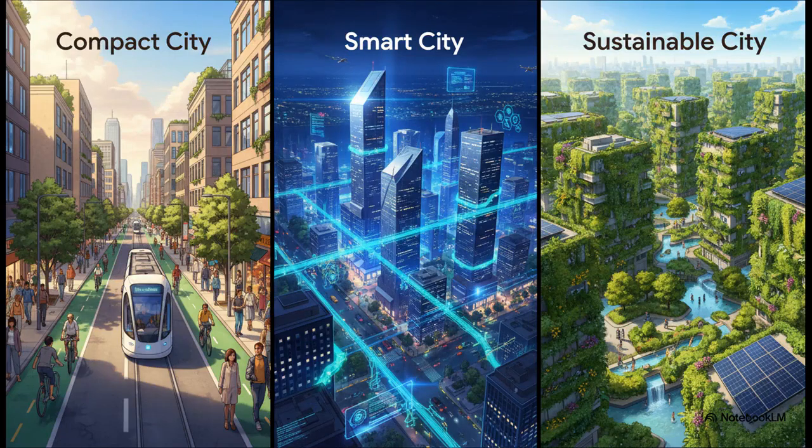And here's what that actually looks like on the ground. A compact city is all about high-density living where you can easily walk, bike, or take public transit everywhere. A smart city is wired up with sensors and data to manage everything from traffic jams to energy use in real time. And a sustainable city, well, it's aiming for things like carbon neutrality, running on renewables, and using these really clever sponge city techniques to manage rainwater naturally.